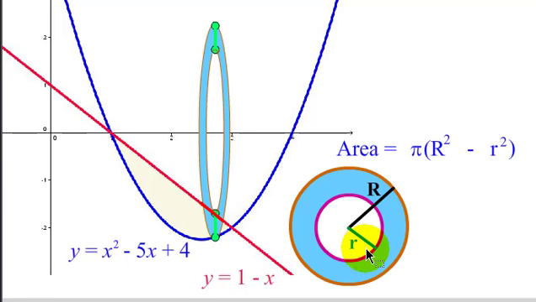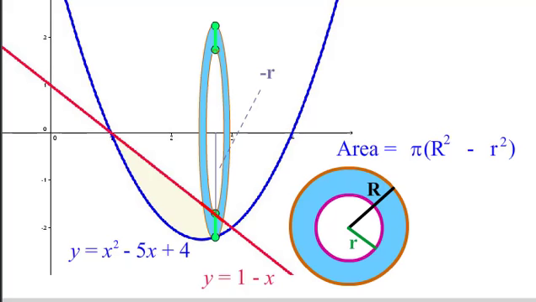With the washer, the area is the area of the larger circle minus the area of the smaller circle. Or in other words, pi times capital R squared minus little r squared, where capital R is the larger radius and little r is the smaller radius. For the smaller radius, that's going to be the distance from the x-axis to the line. And that, in this case, will be the coordinate here, which is 1 minus x. And notice since we're squaring, the negative goes away.